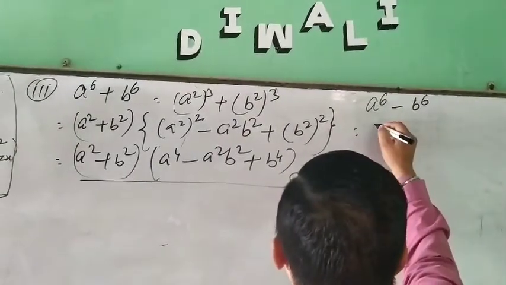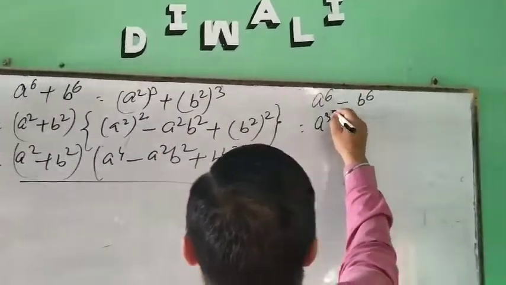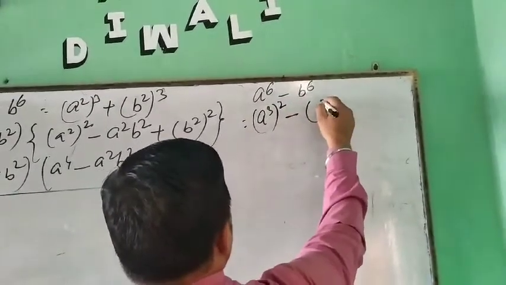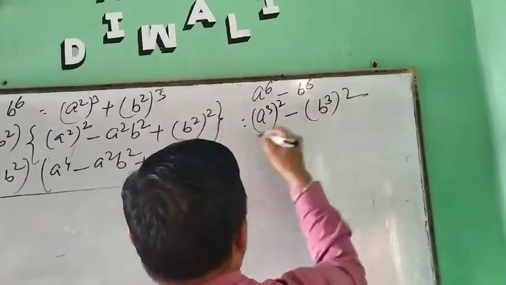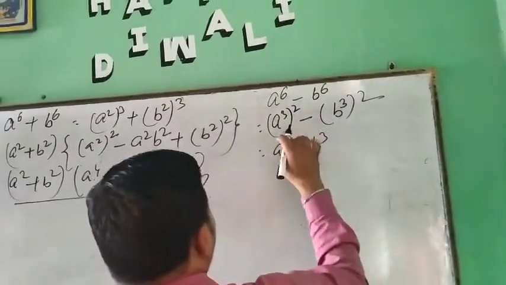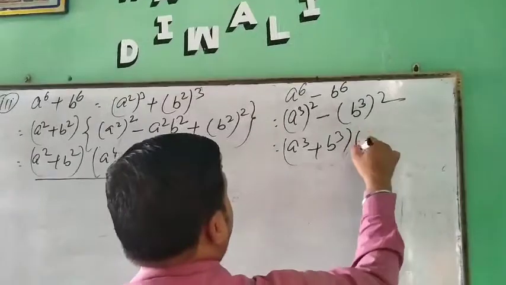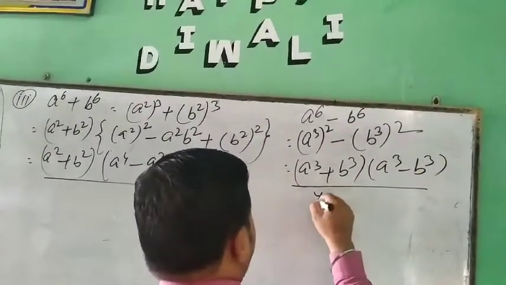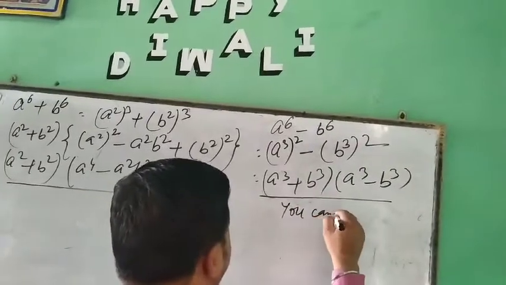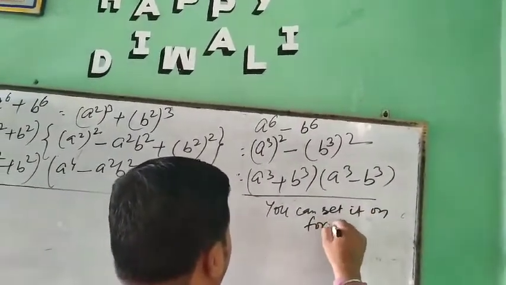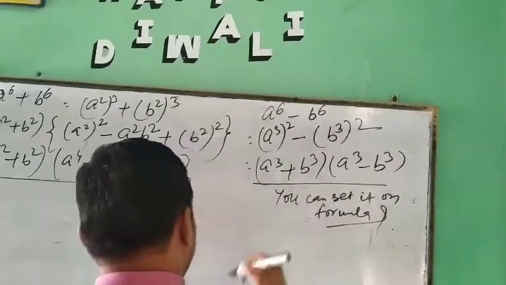In this type of question, one could also take a to the power 6 minus b to the power 6, and it can be written like that also. You can solve it as (a cube) the whole square minus (b cube) the whole square. That means (a cube plus b cube) and (a cube minus b cube). Now you can set it on the formula and you solve that.